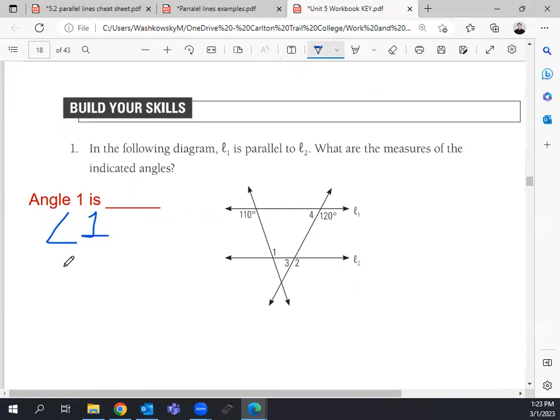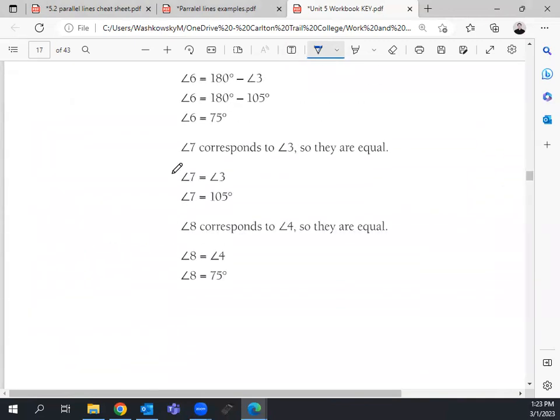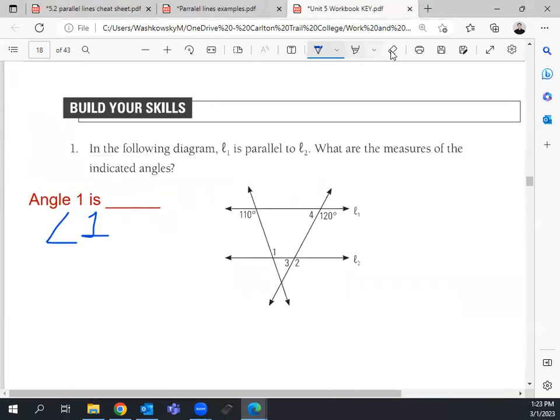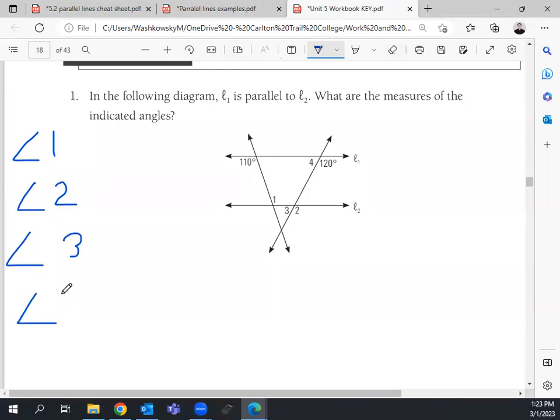If you want to see what that looks like, that isn't in my write-in. It's just one page up above. It's this little thing right here. So this means angle 7. This means angle 3, angle 8, angle 4. Just a way of saving yourself time from writing it all. Cool. So I want to know what angle 1, angle 2, angle 3, and angle 4 are. That's what the question's asking us. What are the measures of each of these indicated angles?